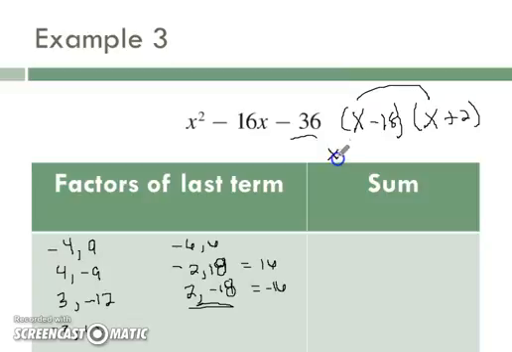So x times x is x squared, x times 2 is 2x, negative 18 times x is a negative 18x or minus 18x, and then negative 18 times 2 would be minus 36. And then adding them together, you end up with your x squared minus 16x minus 36.